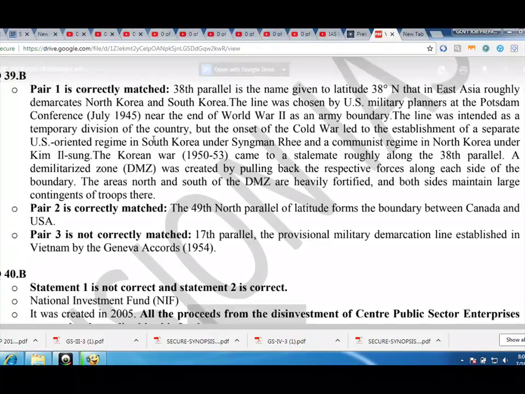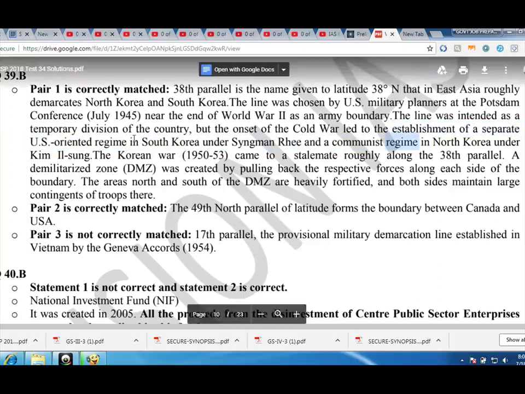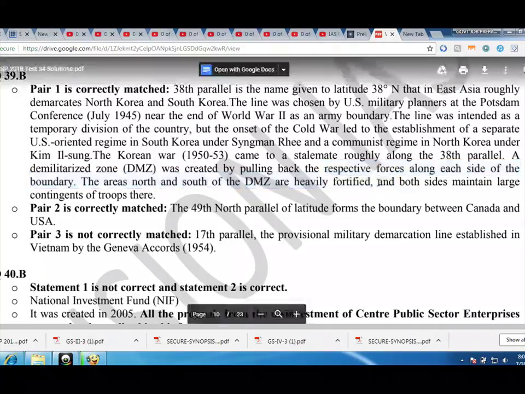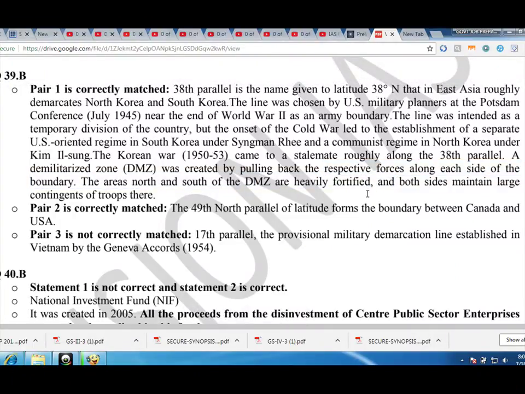The line was intended as a temporary division of the country, but the onset of the Cold War led to the establishment of a separate U.S.-oriented regime in South Korea under Syngman Rhee and a communist regime in North Korea under Kim Il-sung. The Korean War 1950-53 came to a stalemate roughly along the 38th parallel. A demilitarized zone (DMZ) was created by pulling back the respective forces along each side of the boundary. The areas north and south of the DMZ are heavily fortified, and both sides maintain large contingents of troops there.